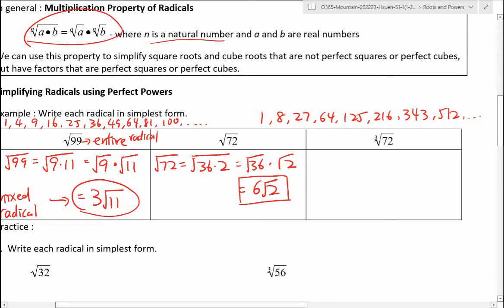Oh, 9 cubed, 2140, 2143? I can't remember, something like that. Okay, anyways, cube root of 72, so we're looking for a perfect cube factor. In this case, 8 is a perfect cube factor, and in fact, that is the biggest one.